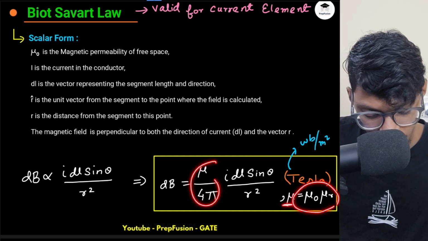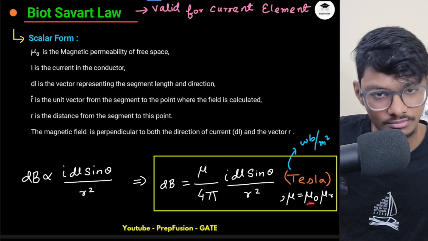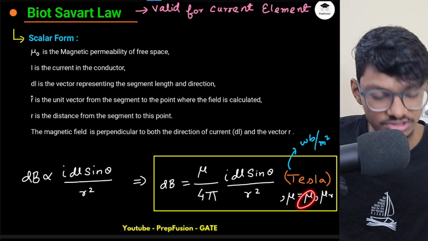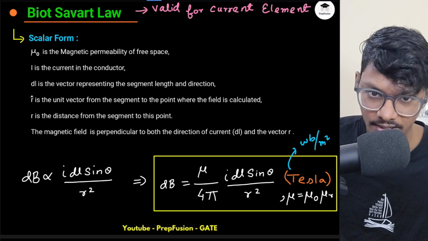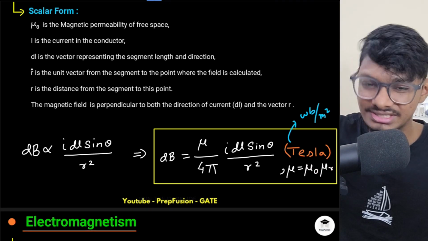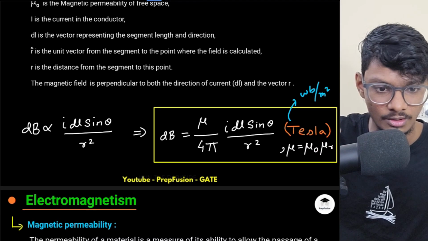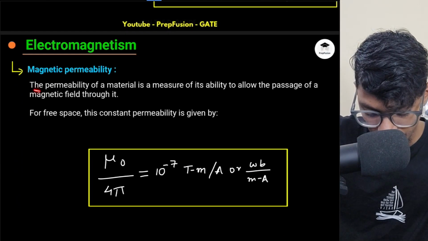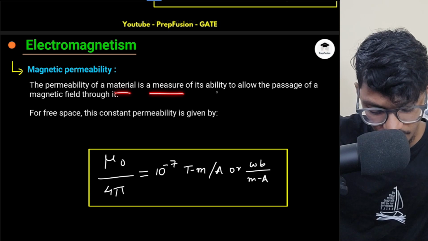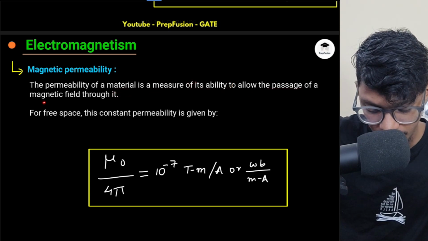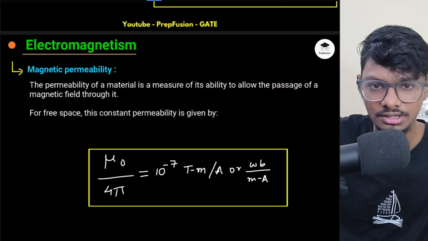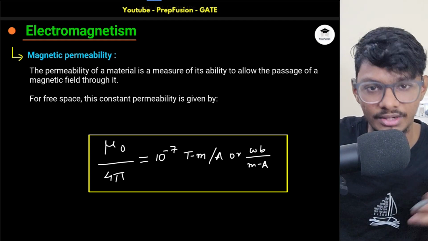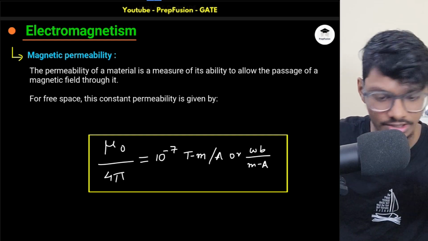So mu simply equals mu naught times mu r, and mu naught is the standard permeability, also known as the magnetic permeability. Mu naught is the magnetic permeability of vacuum or free space, and mu r is the relative permeability, same as the dielectric constant or permittivity. Okay, so what is magnetic permeability? The permeability of a material is a measure of its ability to allow the passage of a magnetic field through it, same as the dielectric permittivity. How much magnetic field can it pass through? How much is the ability? That is simply a constant.